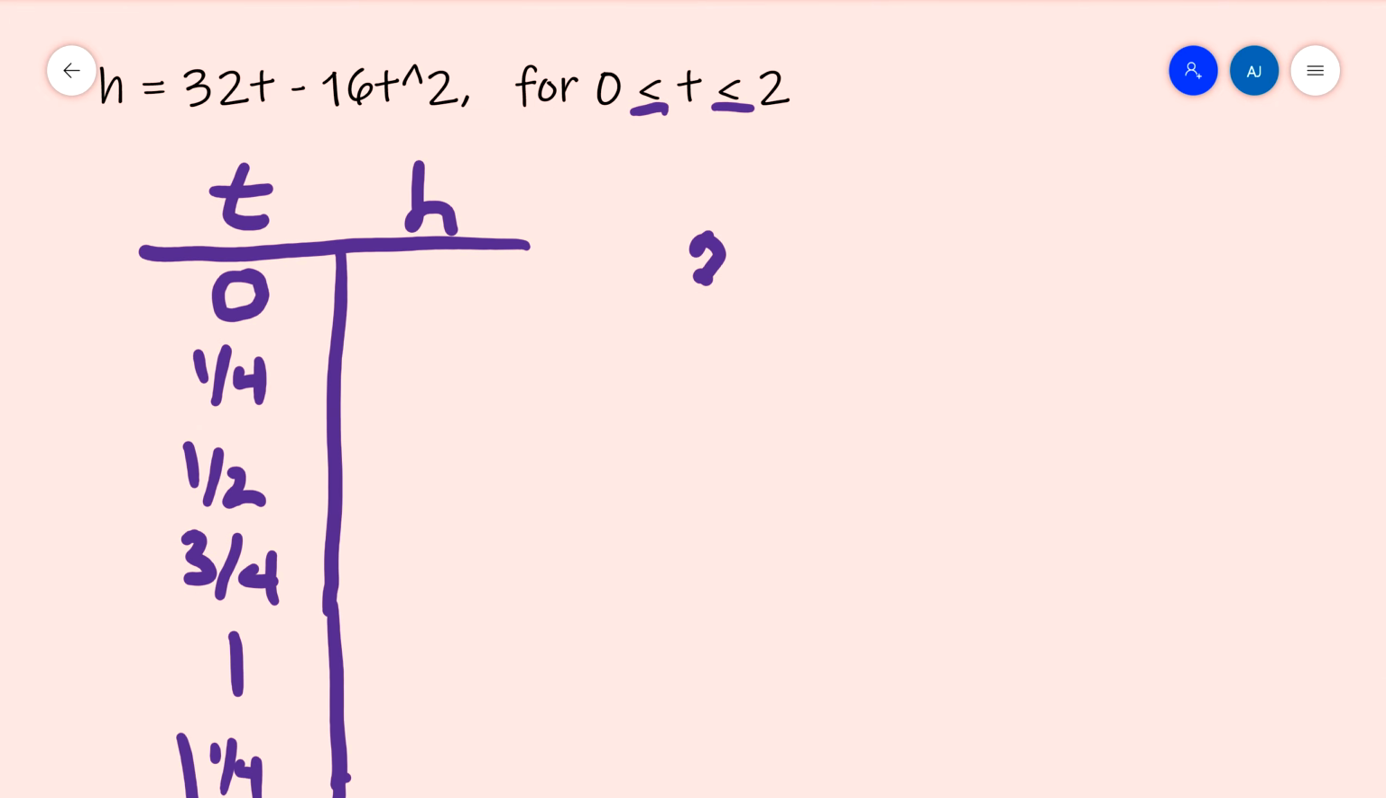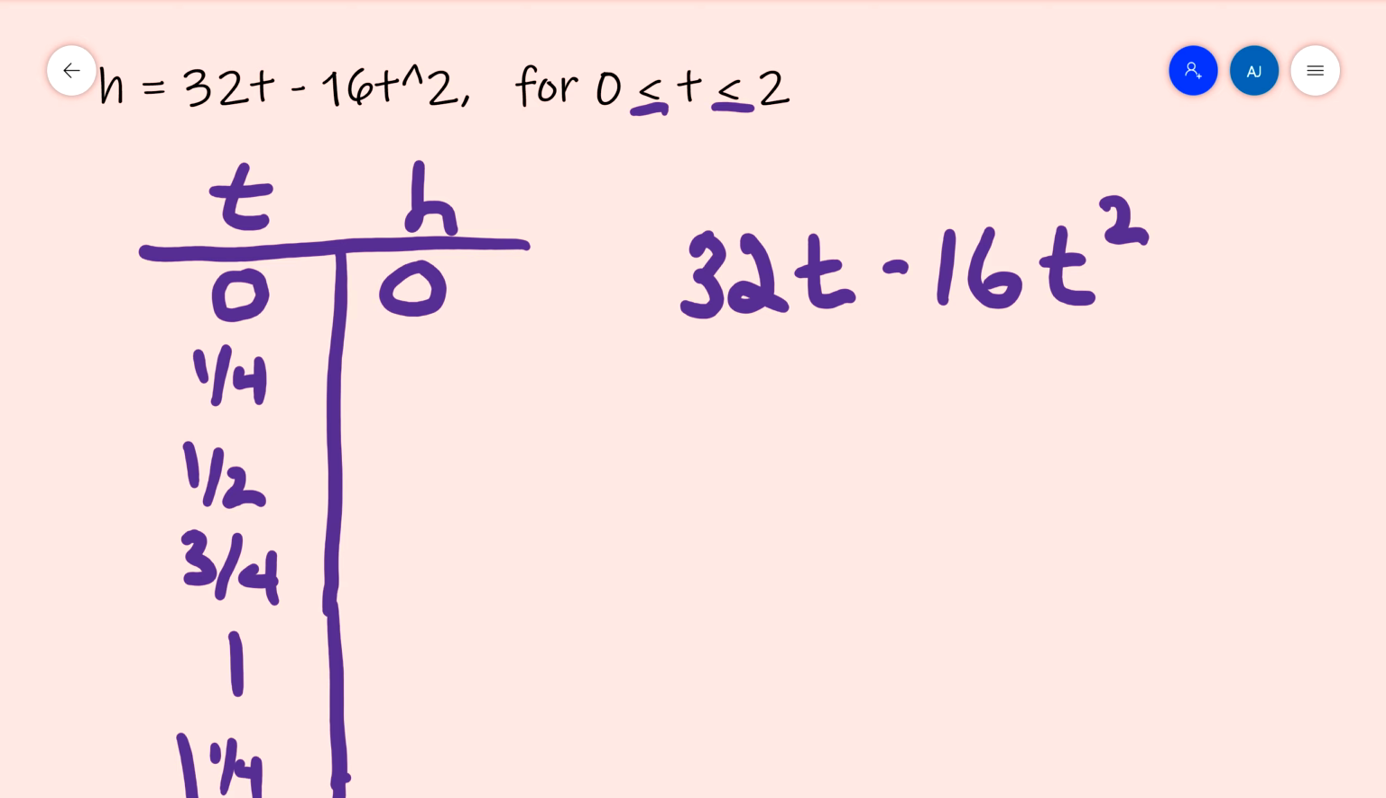I'll write it up here. 32t minus 16t squared. All right. So let's try this. When t is 0, then h is going to be 0. The height will be 0. You put in a 0 for t here, and you just end up with 0.